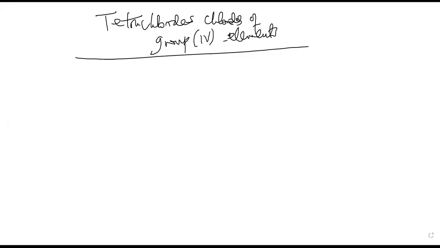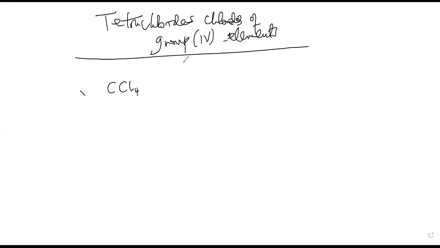I hadn't covered the tetrachlorides of group four. Okay, so here it means that you're going to look at those compounds of group four where you have the chlorine atoms as four. So we have, for example, carbon tetrachloride, CCl4, the chlorides are four.